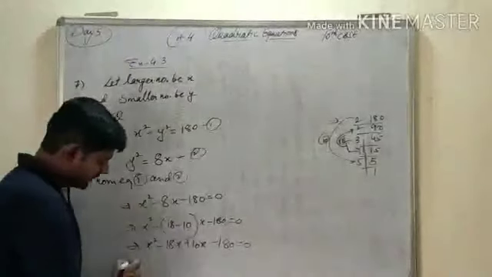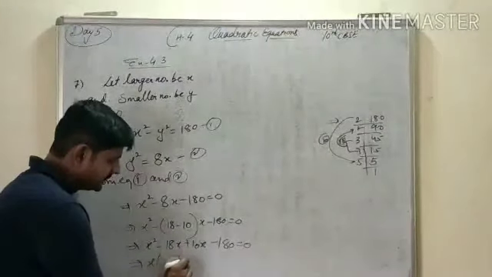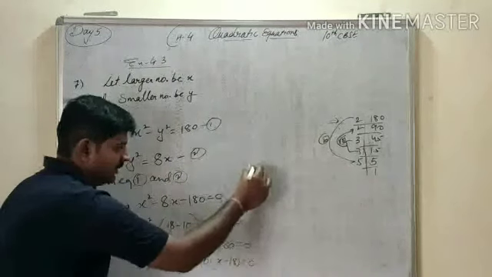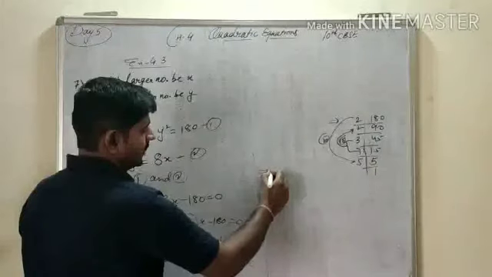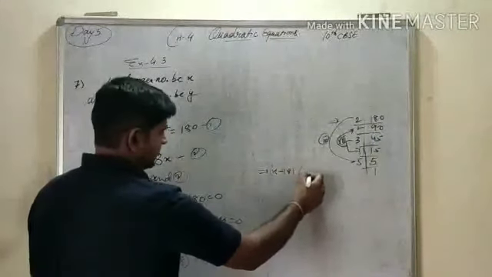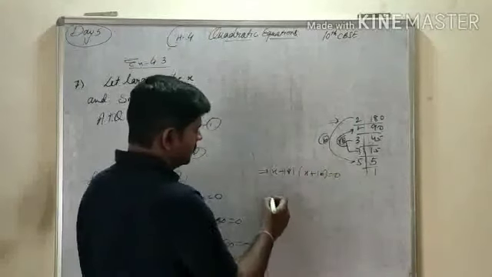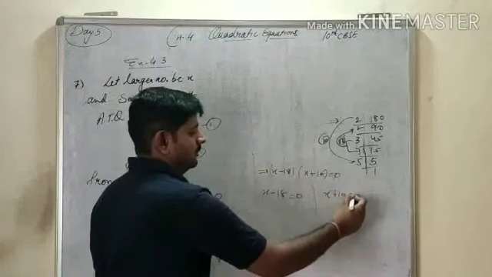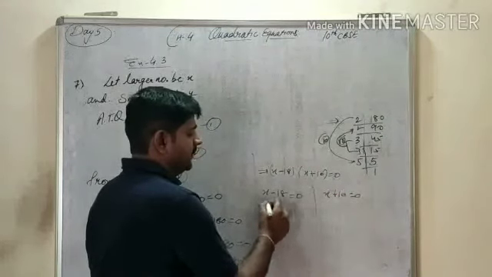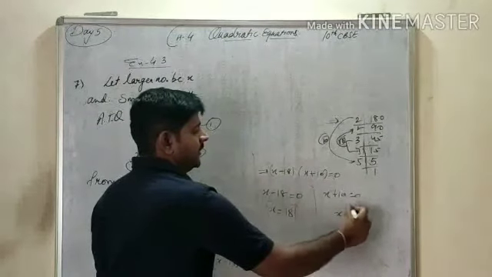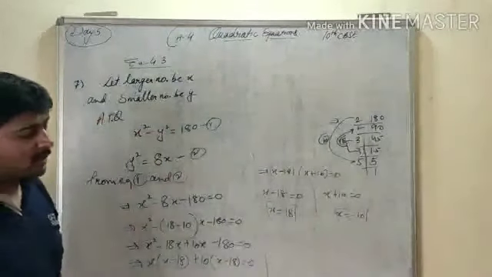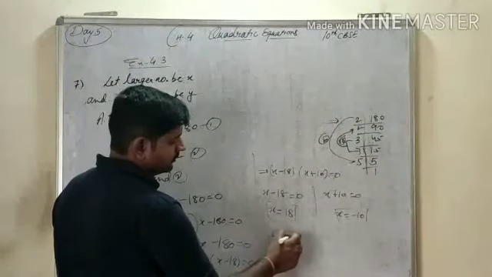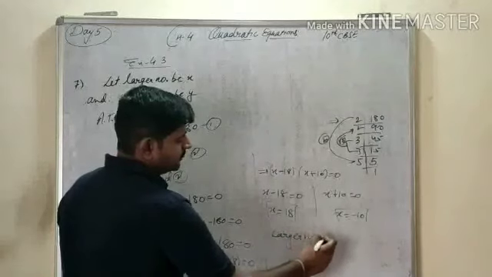If we take common x, so x minus 18. If we take 10, so x minus 18, and then x minus 18 and x plus 10 will be left. So we will get x equals positive 18, x equals negative 10. So 18 we got, that is the value of x, and that is the larger number. So the larger number is 18.